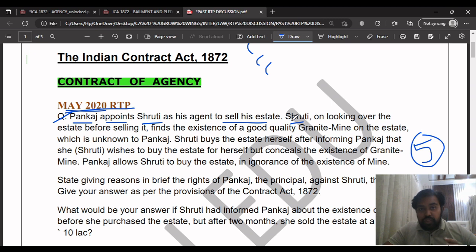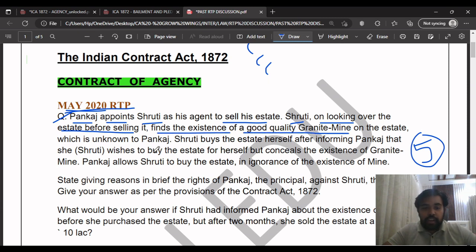That is very important from the exam point of view, because I won't be doing that in every video. In that video I've discussed in depth how to do a particular question in law, and even if you don't know a particular question, how to approach it. Now, the question says that there is a principal who appoints an agent to sell his estate. But what happens is that the agent, Shruti, was looking over the estate before selling it, and she finds that there is a good quality mine.